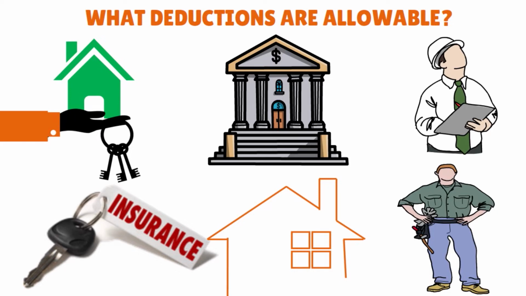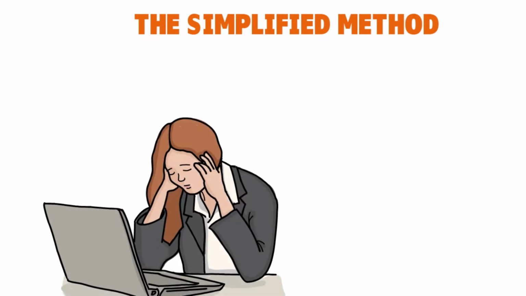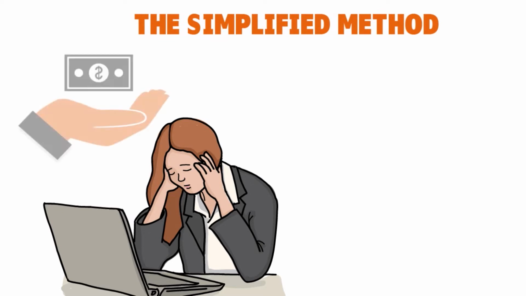I was talking to you earlier about the simplified method, because there is a simplified method and there is a complicated method. And if everything I've been telling you so far seems too complicated, there is one way around the Form 8829. Instead of calculating what percentage of your home you use for work, you can elect to take what the IRS calls the simplified deduction.